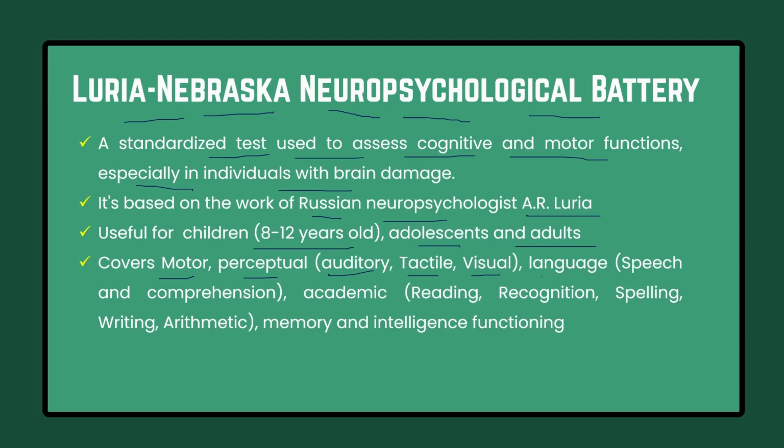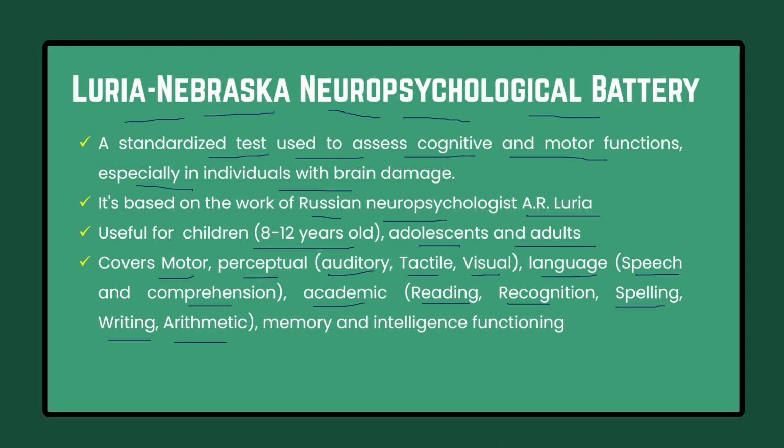And then the next is language. Language could be spoken language or comprehension, if you are able to understand what you are listening to. Comprehension means you are able to comprehend or understand what you are hearing. Then academic, which includes reading, recognition, spelling, writing and arithmetic. Okay, so what are the academic functions that are being tested?